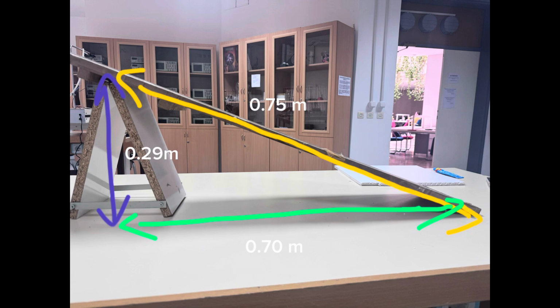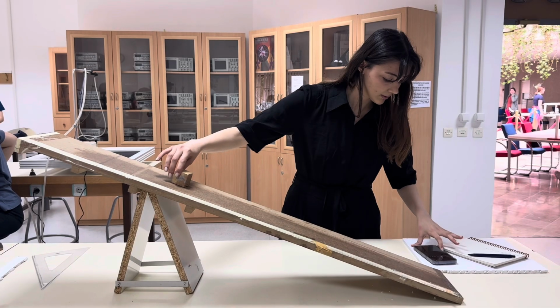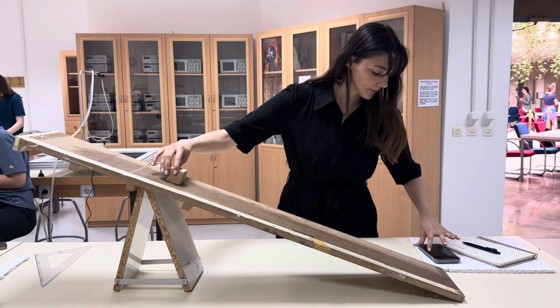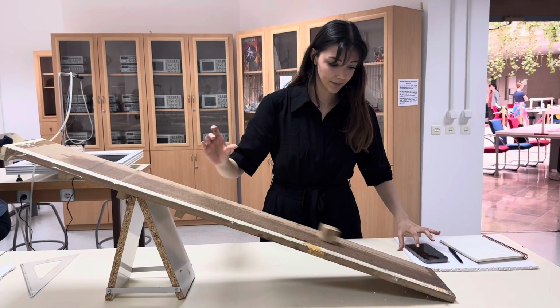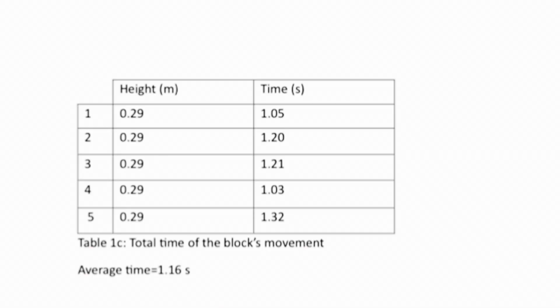I measured the dimensions of the inclined plane and by tangent I calculated the angle of gradient as 22.5 degrees. Then I measured the weight of the block, which is 0.0291 kilograms. I released the block on the inclined plane from a height of 0.29 meters 5 times and held the time of the movement of the object.